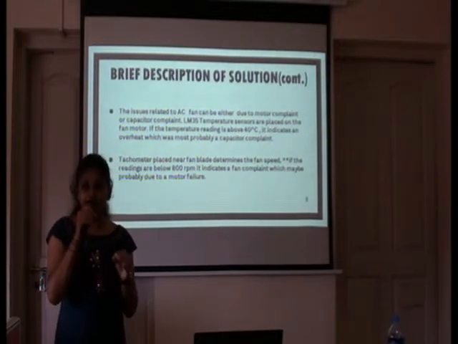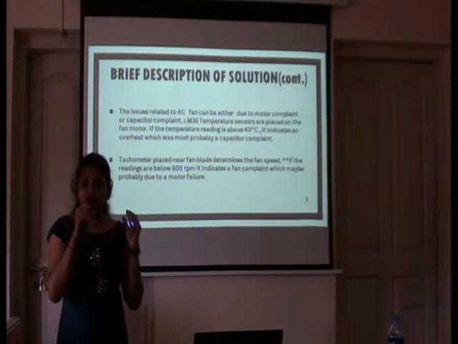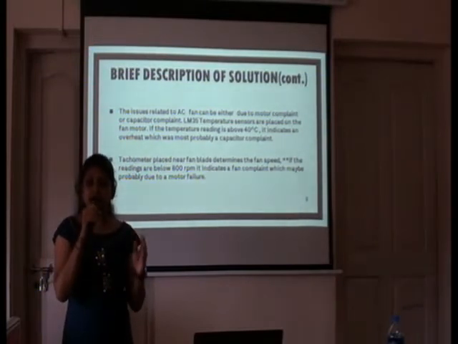A tachometer placed near the fan blade determines the fan speed. If the readings are below 800 rpm, it indicates a fan complaint, which may probably be due to a motor failure.